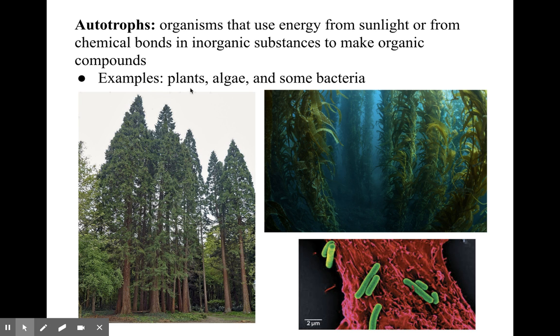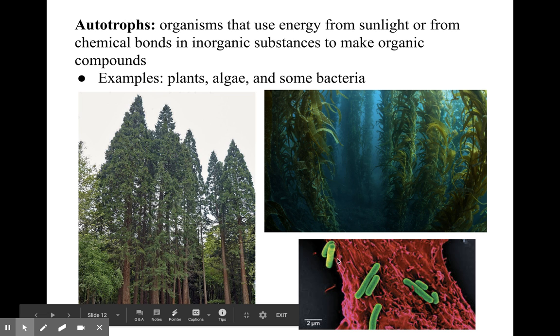So examples of autotrophs are plants, that's obvious, we pretty much know that. But algae, right, the kelp that is out there in the ocean is doing photosynthesis. And then some bacteria do photosynthesis. So these are all autotrophs.